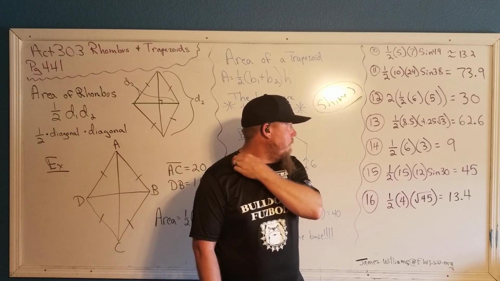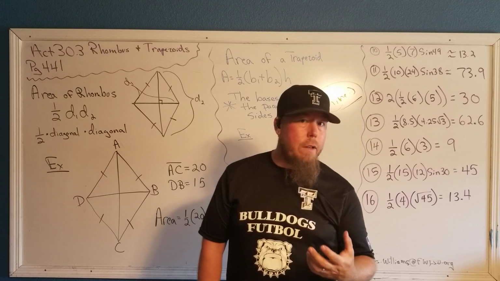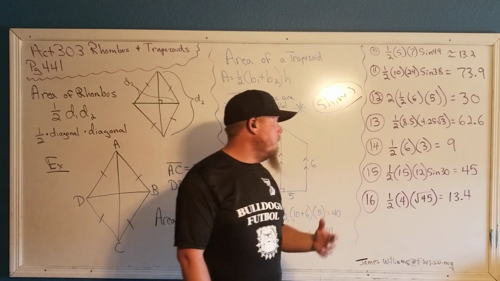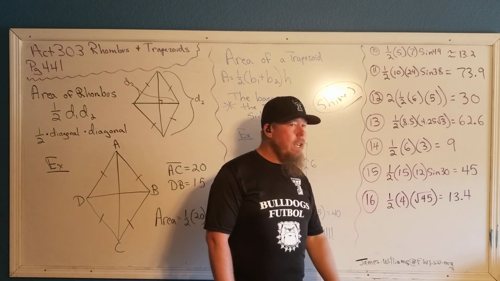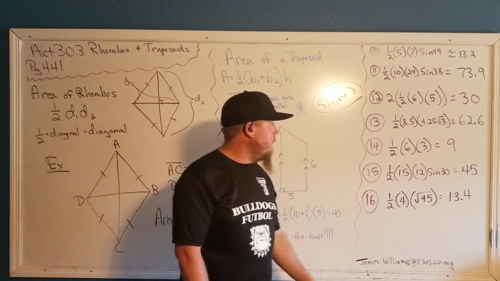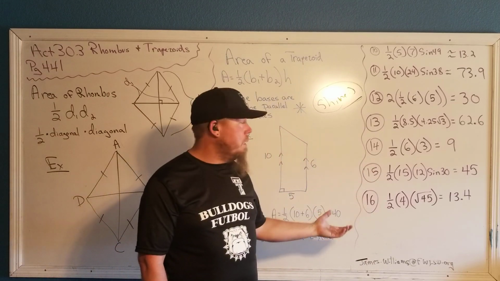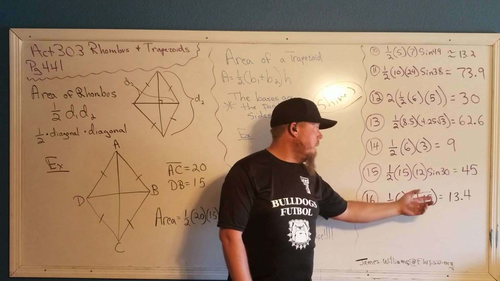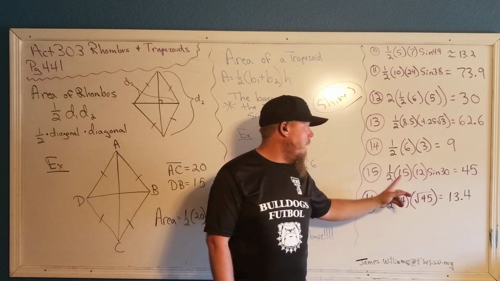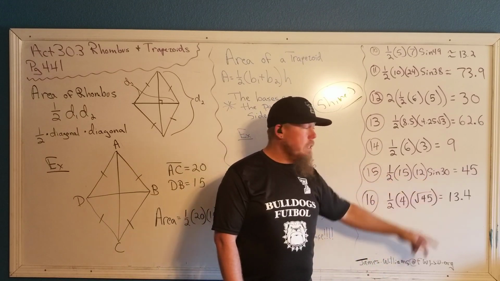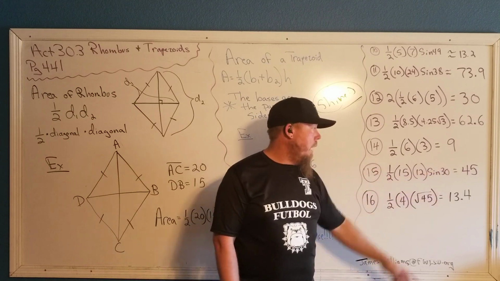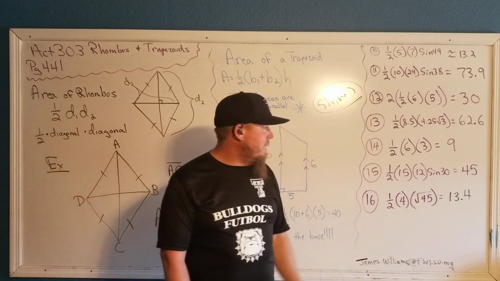Number 14 is pretty straightforward. It's just 1/2 of 6 times 3. That one you have to put on the graph, so as long as you graph it correctly, you should be good there. Number 15 is just like numbers 10 and 11. You take the numbers they give you, it doesn't matter, as long as you put the sides here and the angle over here. So we get 1/2 times 15 times 12 times the sine of 30, and so you get an answer of 45.